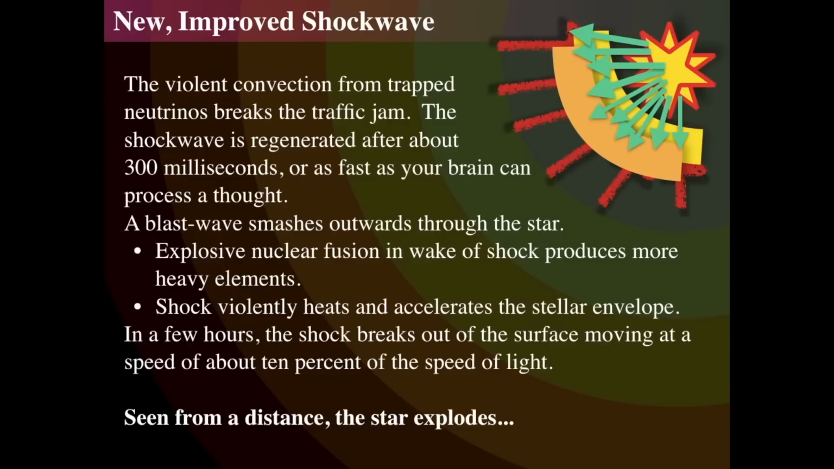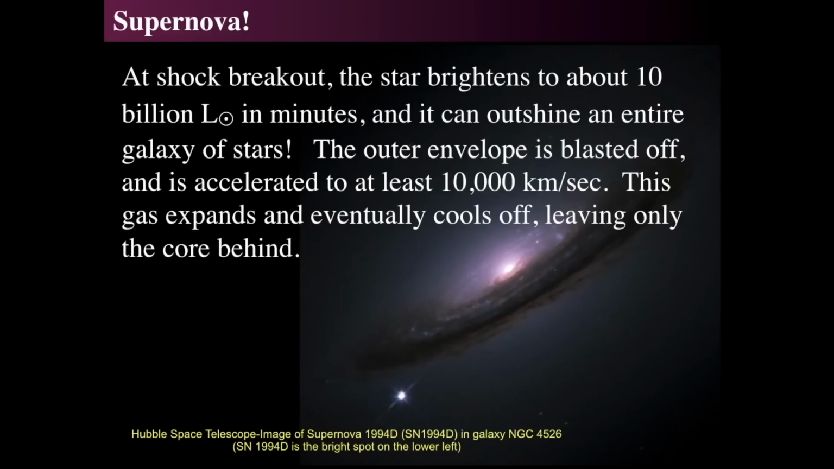That shock that comes back up, which is now a shock wave or an explosion wave, heats and accelerates the rest of the star, and the shock eventually breaks out through the surface, moving at almost 10% of the speed of light. And from a distance, we see a star that's now about the size of Jupiter's orbit explode. And that's what we call a supernova. And for a very, very brief time, within minutes, a supernova can outshine up to 1 to 10 billion times the luminosity of the sun for just a few minutes, and in fact much longer, and it can outshine an entire galaxy of stars in terms of its output of light.